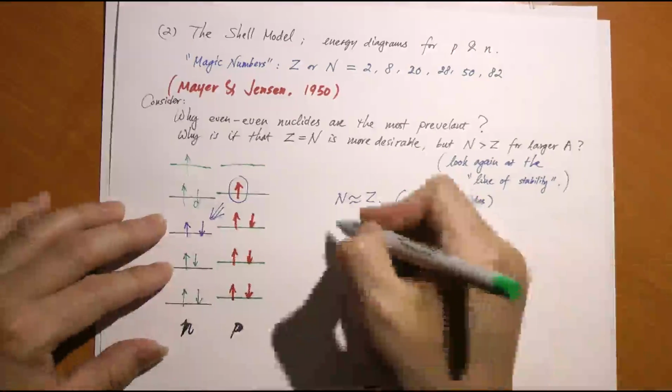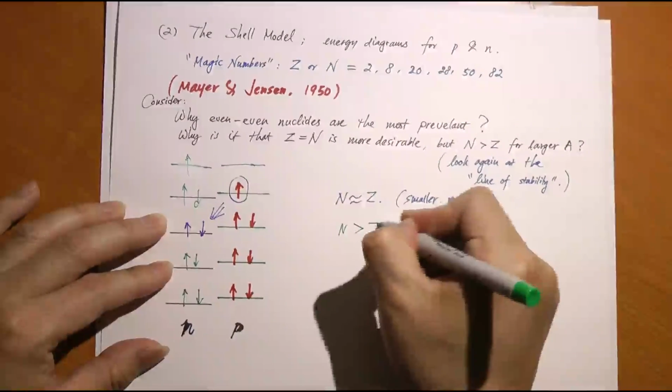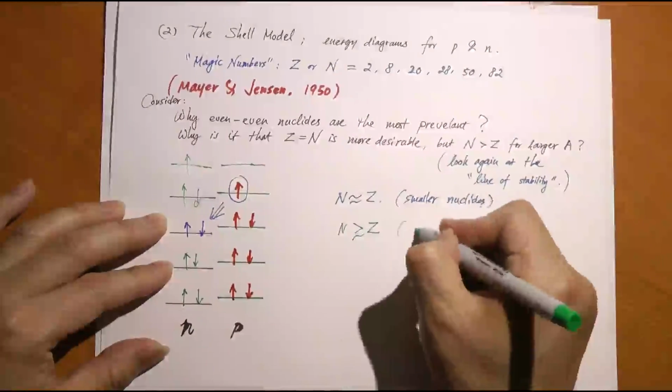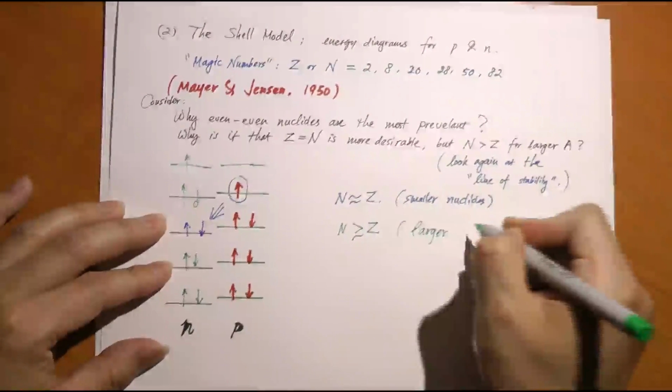Okay, so I write N somewhat greater than Z for larger nuclides.